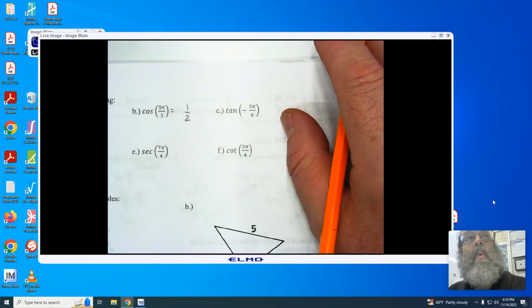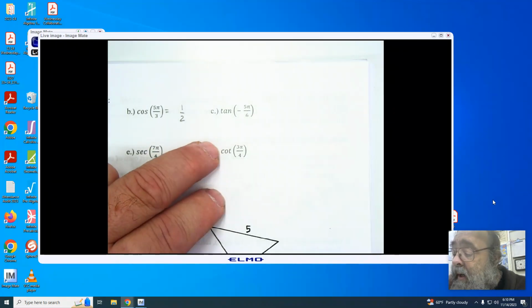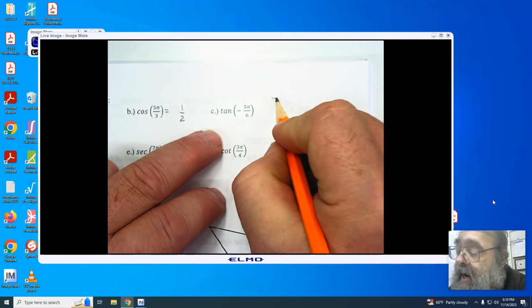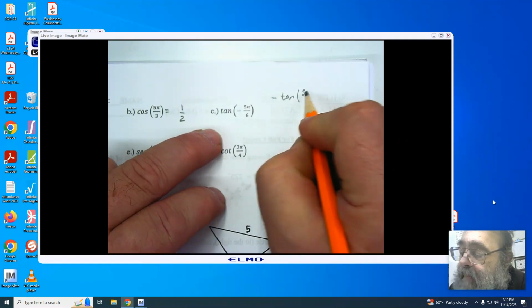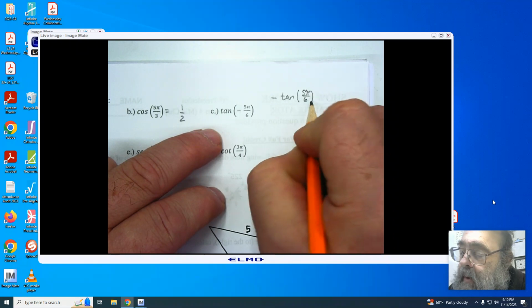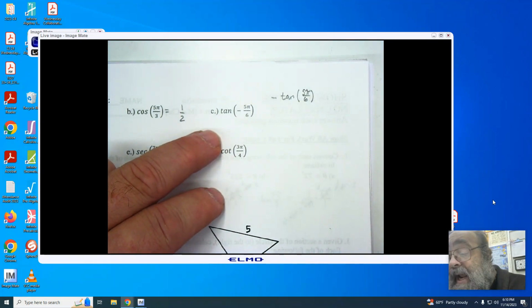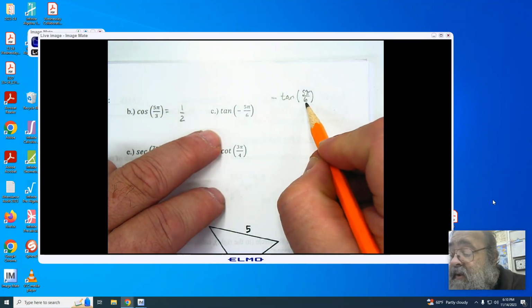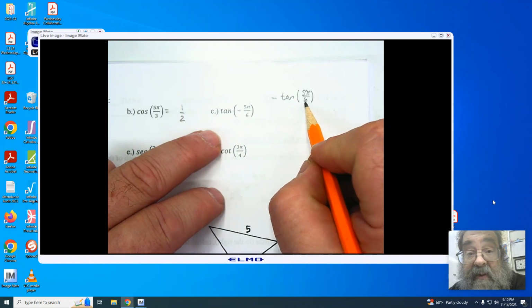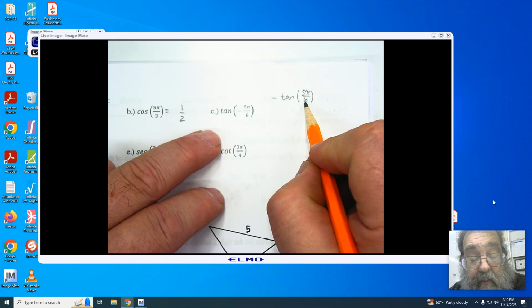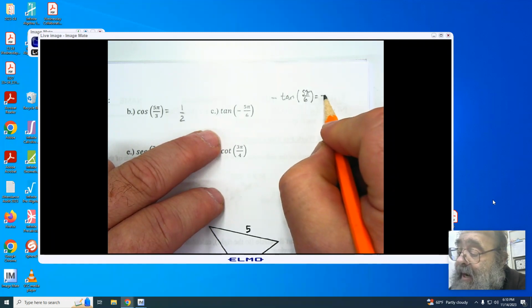Now, in C, there are two ways to look at this. We can either work with the even-odd identity, which we've already seen, in which case we take out the negative, calling it the negative tangent of 5 pi over 6. We then go to our tangent in terms of the 6 denominator, and that's root 3 over 3. How many 3's in 6? There are 2 of them. So we're looking at negative root 3 over 3.